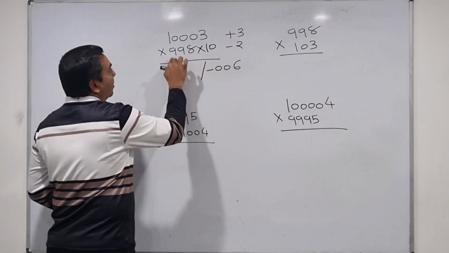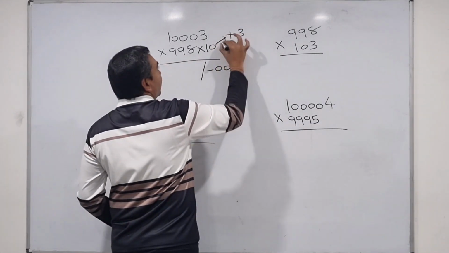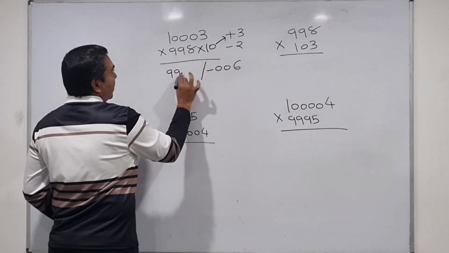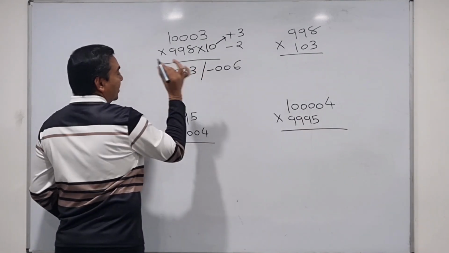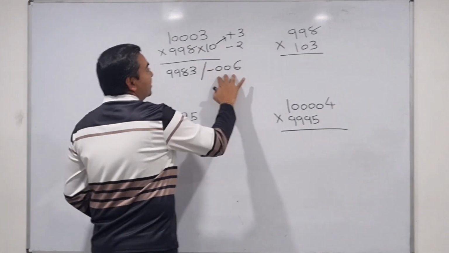So I multiply here 998 times 10, which is 9980. And then cross operation, which is plus 3. So 9983. Yeah. Now what we are going to do, guys, they are a 3-digit number.